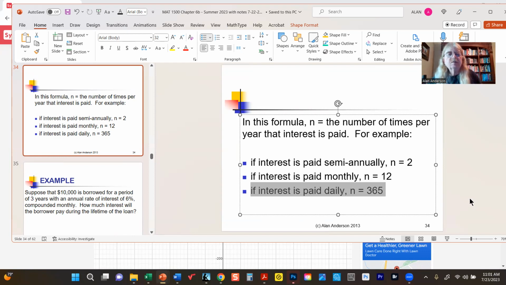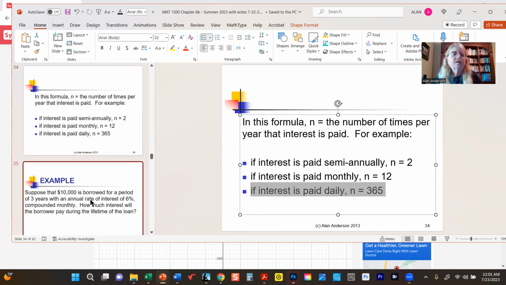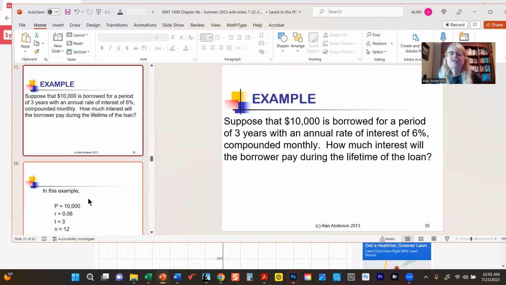All right, so let's look at a couple of quick examples here. Imagine somebody borrows $10,000 for 3 years. The rate of interest is 6%, but the interest is compounded monthly, which means they're being charged 1/12 of 6%, or 0.5% every month. How much interest will you pay during the lifetime of that loan?